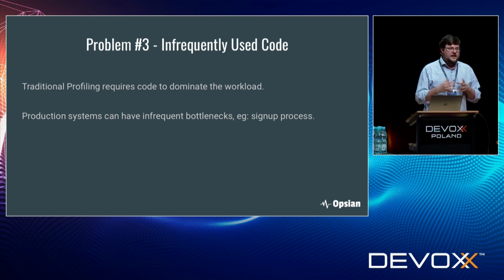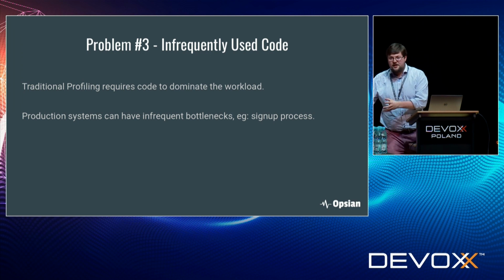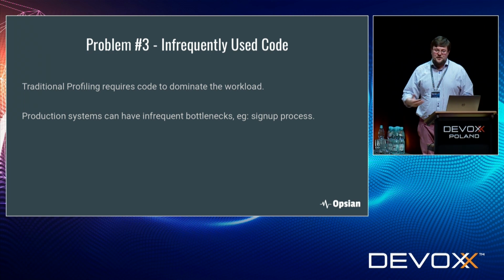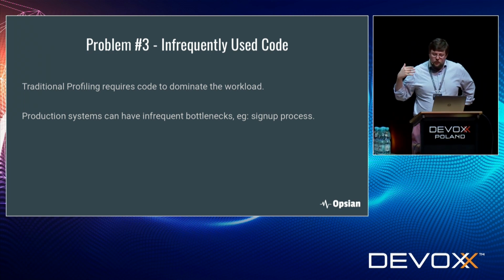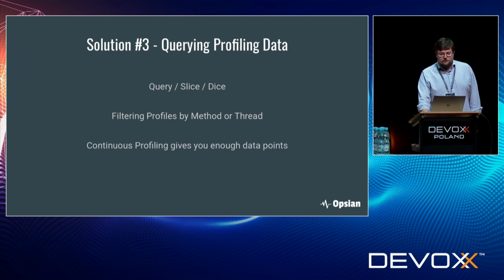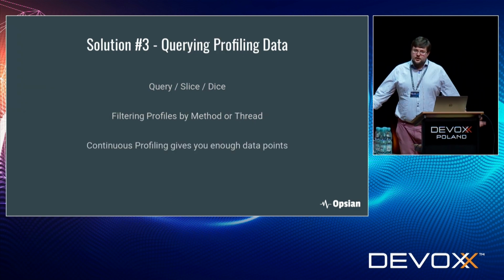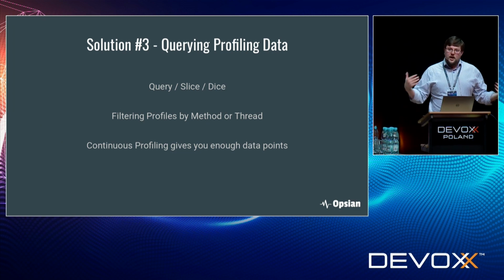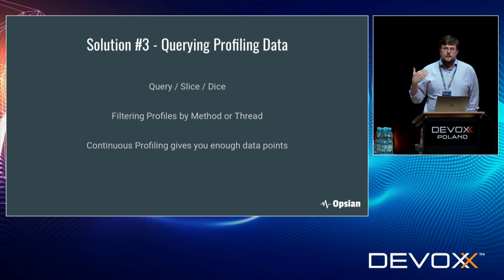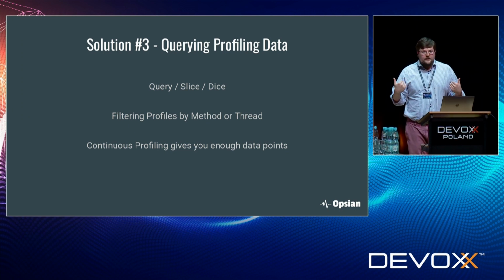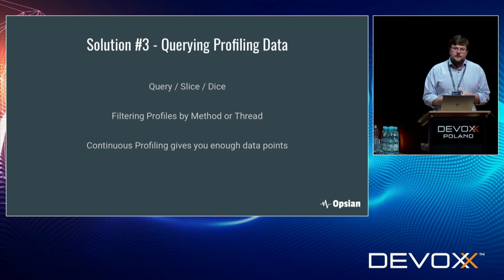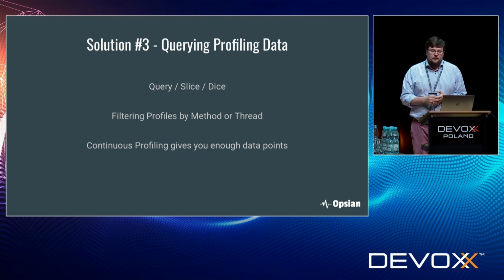You're much more likely to have people actually using the system rather than signing up to the system as the real source of work. So, how do we deal with problems like that, where the traditional benchmark plus profile approach doesn't work? The solution is querying, slicing, and dicing of that profiling data. Being able to take the profiling data that you've gathered from your production system and filter on methods in that production system is incredibly useful.